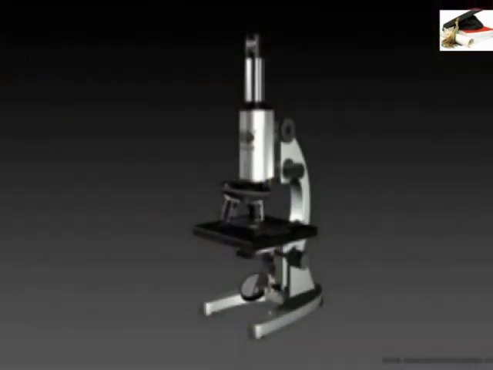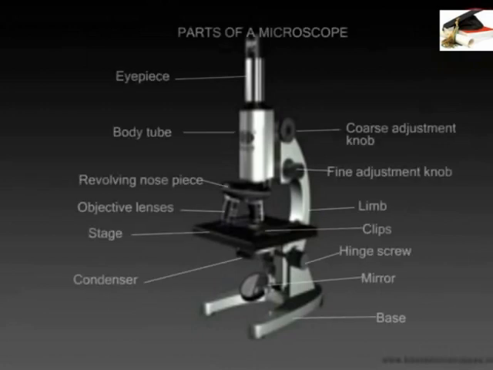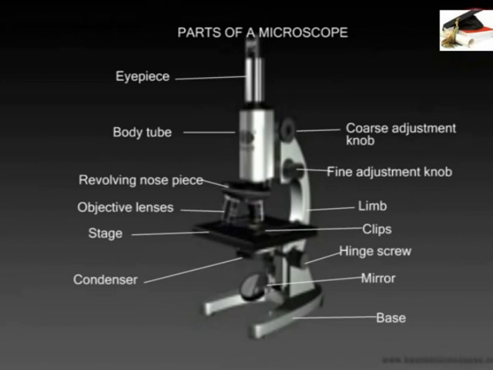Parts of the microscope. Now, the light microscope is shown on your screen and the various parts are shown here. We have the eyepiece, the coarse adjustment knob, the body tube, fine adjustment knobs, the arm or the limb, the hinge screw. We also have the objective lens, revolving nosepiece, clip, stage, the condenser, the diaphragm, and the mirror, also the base. Now, what are the uses and functions of these parts of the microscope?